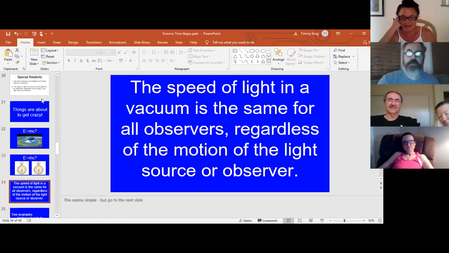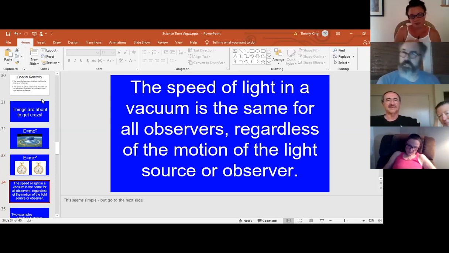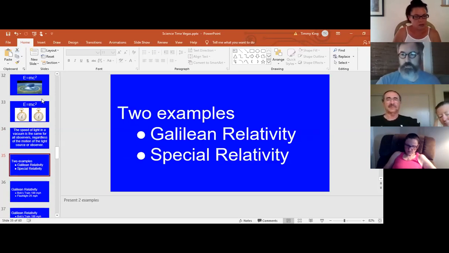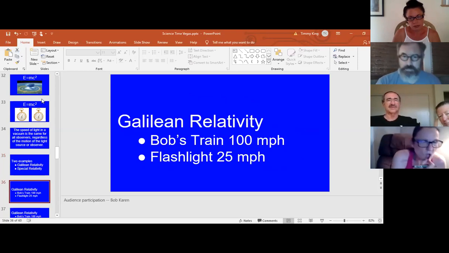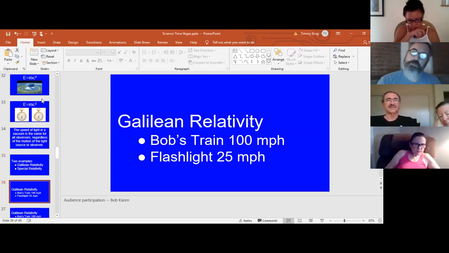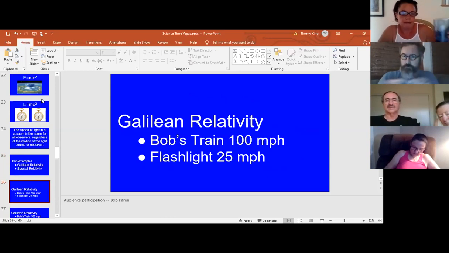Let's keep going now, back with Einstein's theory of special relativity. The basic statement: the speed of light in a vacuum is the same for all observers. Okay? I want to give you two examples so you can understand the difference between Galilean relativity and Einstein's special relativity. We're going to start with Galilean relativity. Imagine that there is a train going on a track at 100 miles an hour, and it is perfectly smooth, no bumps, no changes in speed, 100 miles an hour.